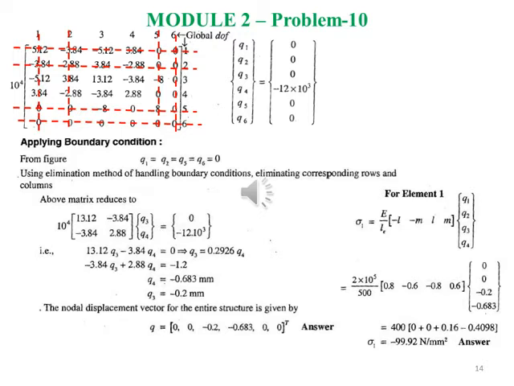So the Q3 value will be minus 0.2 mm and Q4 value is minus 0.683 millimeters. So next, calculating the value of sigma or the stress. It is nothing but E by L into the row matrix minus L, minus M, L, M into Q1, Q2, Q3, Q4. So sigma 1 value will be minus 99.92 Newton per millimeter square. That is the stress in element 1.